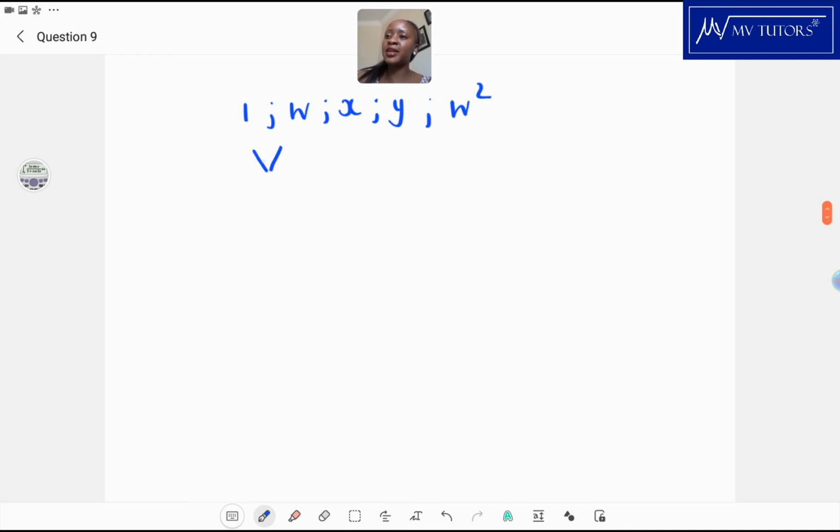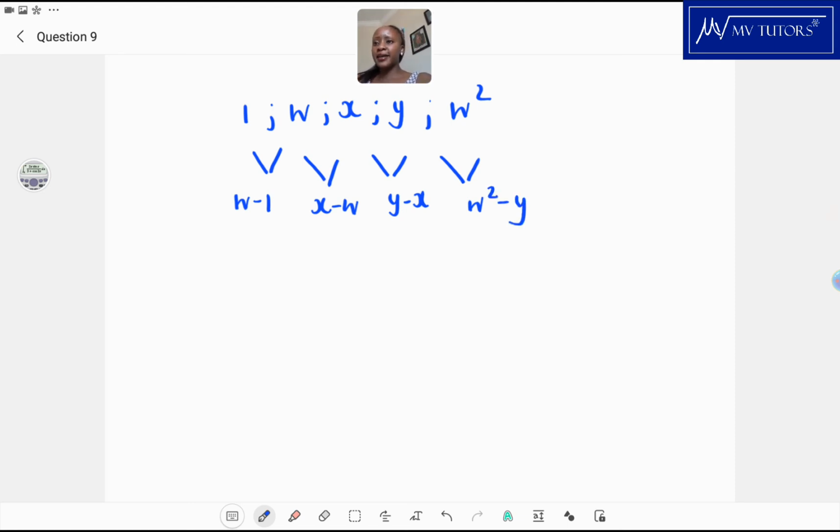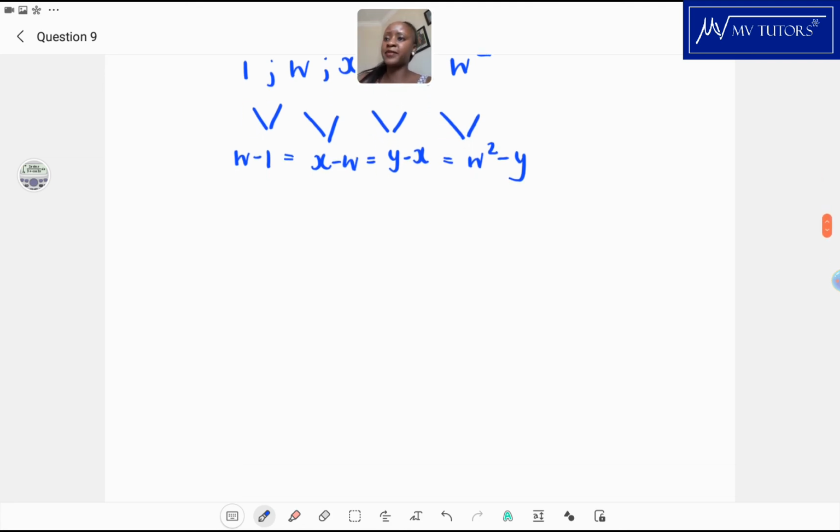Okay, so we know that to get the common difference, that will be W minus 1. That will be X minus W. That will be Y minus X. And that will be W squared minus Y. Okay, and we know that the common difference is the same, right? So we can equate basically all of this. So I'm going to start on the far left. So I have W minus 1 is equal to X minus W. So x is equal to 2w minus 1.